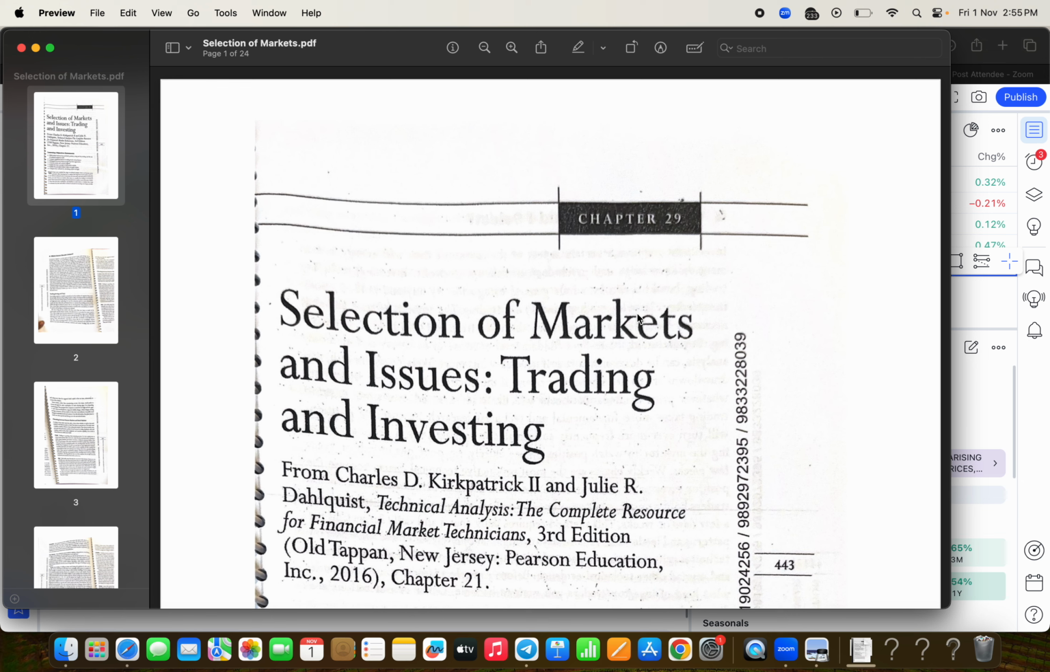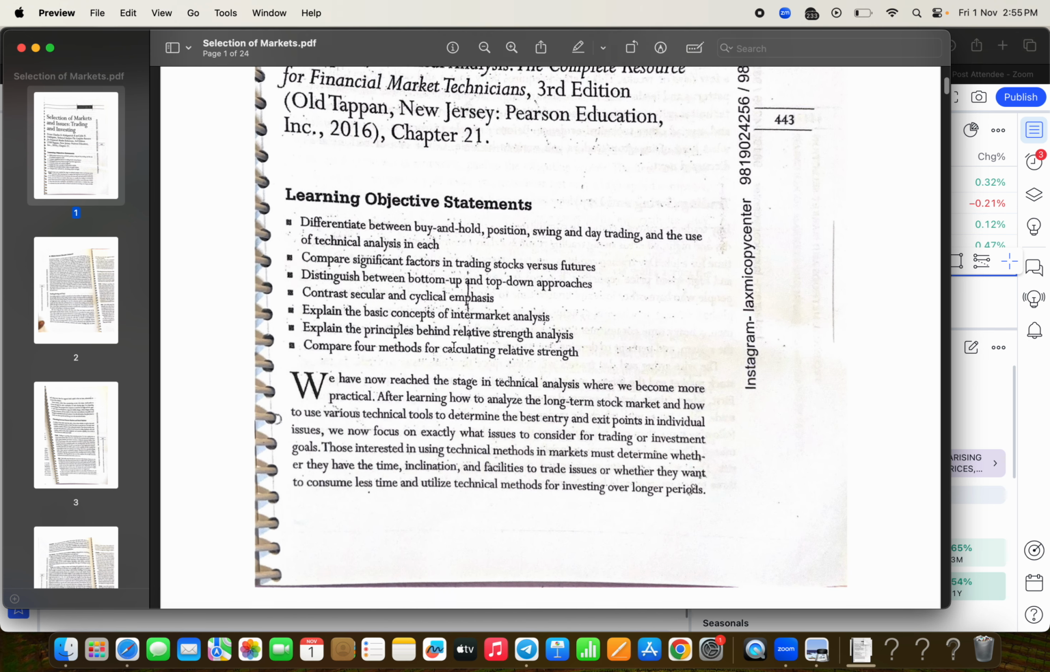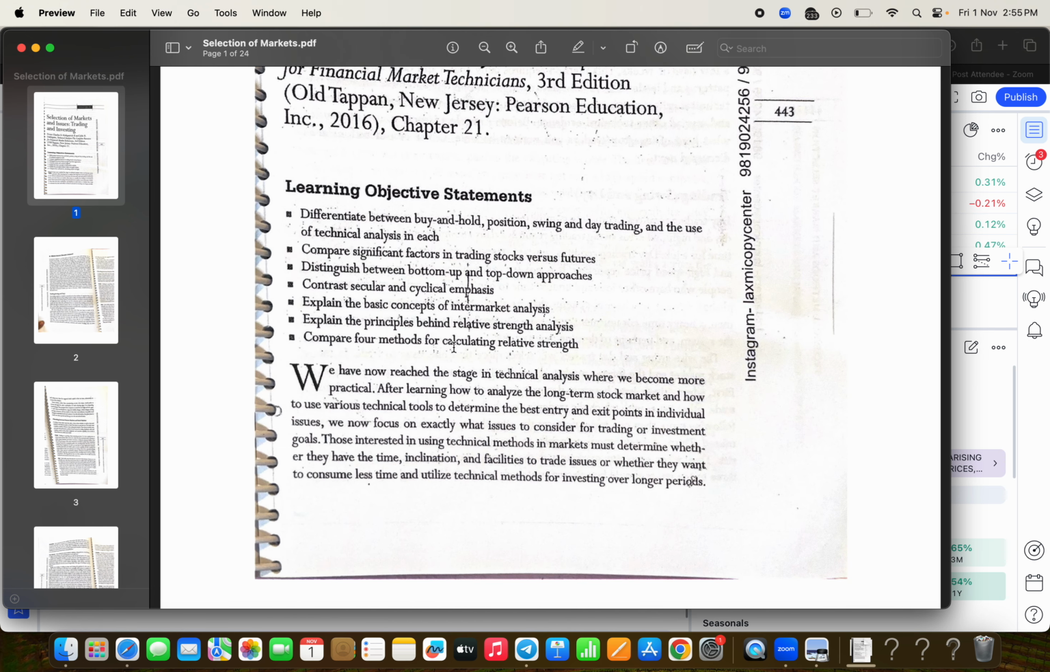Hi everyone, in this video we'll be starting with chapter number 29 of CMT Level 2, Selection of Markets and Issues, Trading and Investing. In this chapter we'll talk about the difference between buy and hold, position, swing and day trading, and how we use technical analysis in each method of trading with different time frames.